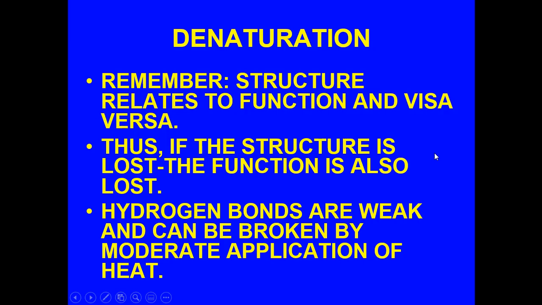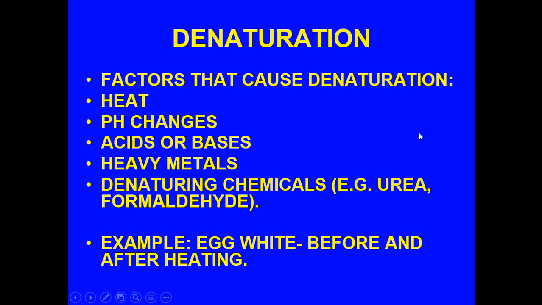And I mentioned that. Now, how can you lose the structure? Remember that a lot of what holds together the secondary, tertiary, and quaternary levels are basically hydrogen bonds and other weak forms of intermolecular bonds. They're all weak. They can all be broken down by just a moderate application of heat. There are a variety of other ways to do that, but we'll just use heat as an example. As I said, there are a variety of other factors. Besides heat, you can also denature proteins by pH changes, by the presence of acids or bases, by heavy metals.